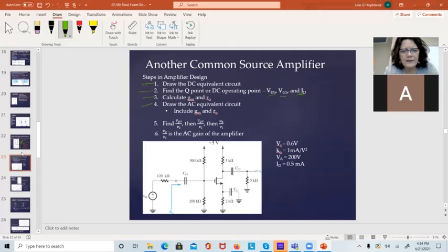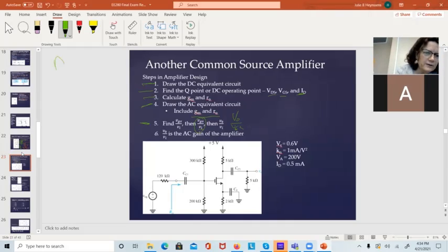And then draw the AC equivalent circuit, include gm and r naught, and then we're going to divide the circuit into 2 parts, find VGS over Vin. We find VGS over Vin. The other thing here should say Vout over VGS. We multiply those 2 together and we get Vout over Vin. And Vout over Vin is the gain of the amplifier. So the first step is to draw the DC circuit.